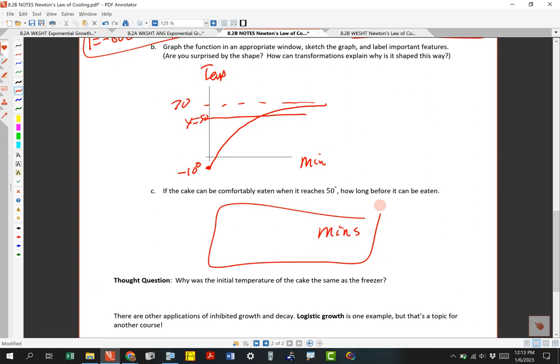Okay, raise your hand if you know how long it's going to take for this cake to get up to 50 degrees. Lizzie, what do you got? 55.45 minutes. What'd you get? 55.45 minutes? Okay. Winner. Mine doesn't even get there. How do you do it? I'm so confused.